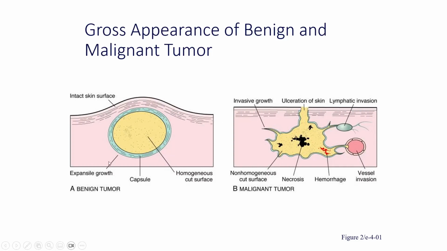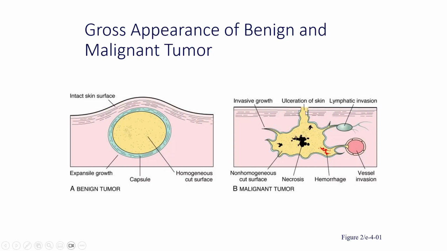So a benign tumor is going to be completely encapsulated, it's enclosed, it looks nice, the cells inside of it are going to be similar to the cells that produced it, and the surface of the skin is intact.